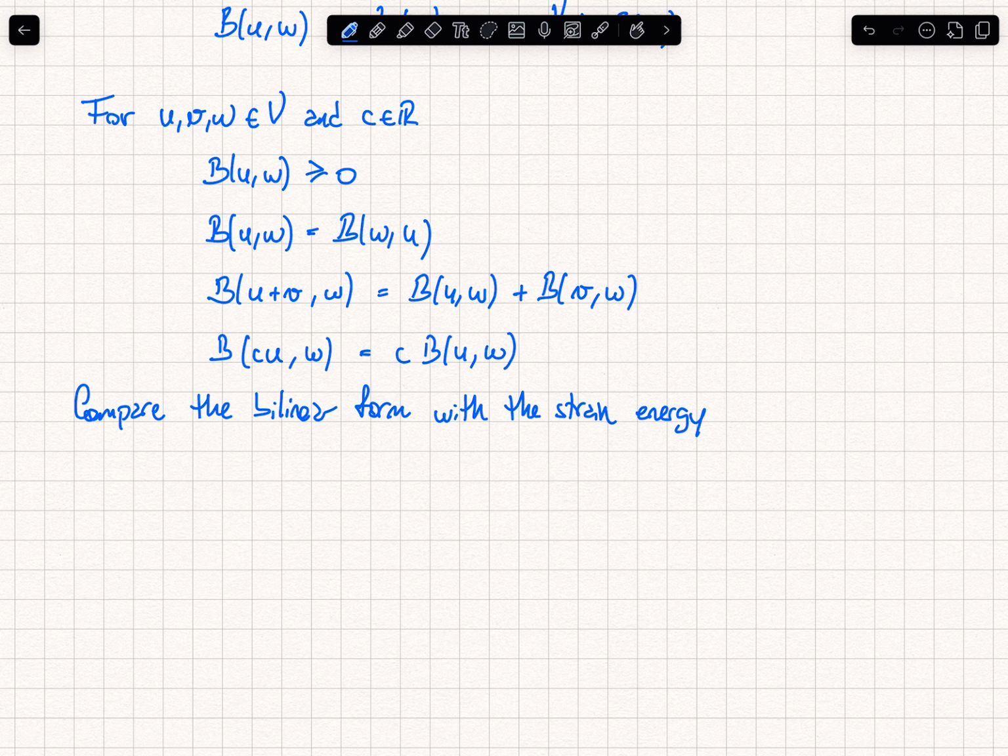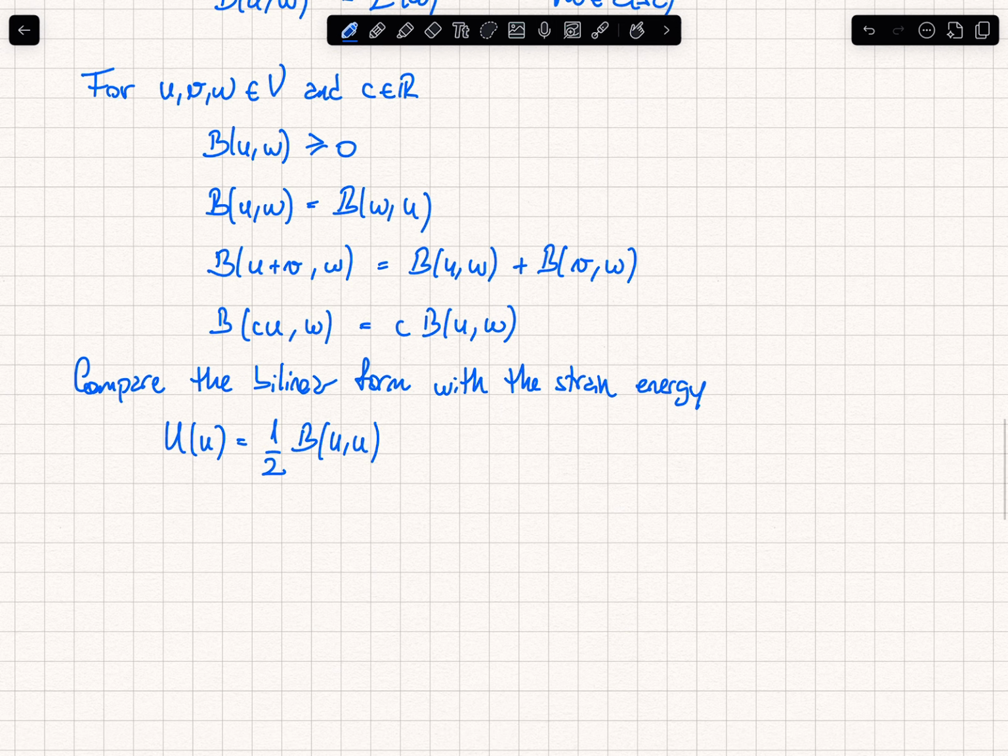And we basically, if you take my U is equal to 1/2 of B of U comma U. Notice that I need to put, instead of W, I have to put U to make it really a scale version of the strain energy, right? And so if we look at the way we defined how to measure things in the energy space, now I take the norm of U in the energy space. That is essentially going to be equal to the square root of 1/2 of B U comma U, right?